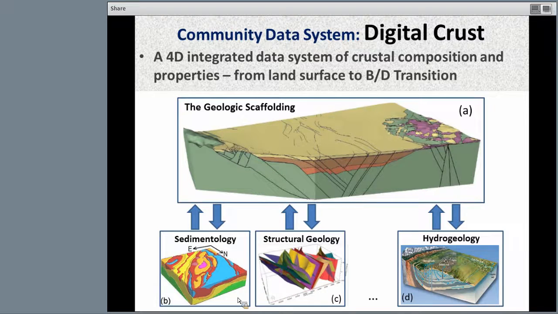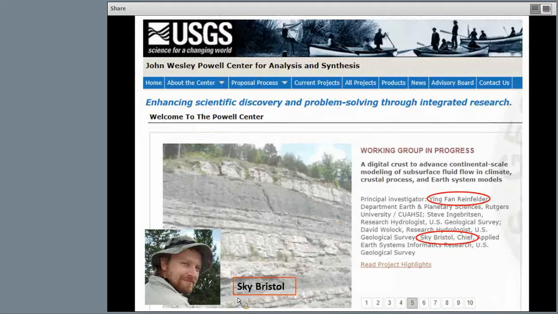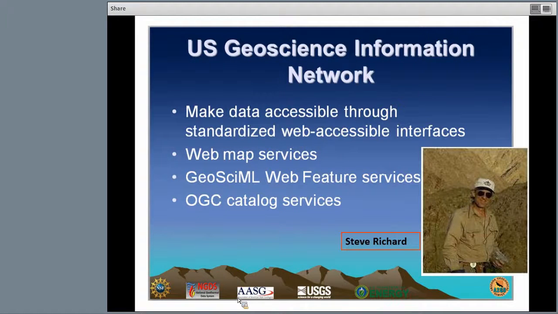That is, we want to have continent-scale permeability and porosity, going below the soil depth. This digital crust effort has been kick-started with the USGS Powell Center funding and also NSF EarthCube funding. So we're dreaming, in a nutshell, of a four-dimensional integrated data system of crustal composition and properties from the land surface to the brittle-ductile transition, where we know that convection is negligible. So we are talking about a geological scaffolding. People will ask me, why don't we just focus on hydrogeology, put in the aquifers? But we don't always have aquifer data, pump test data, and the geology is the fabric, the architecture of hydrogeology. So we need to really reach out to other solid earth scientists to build this digital crust.